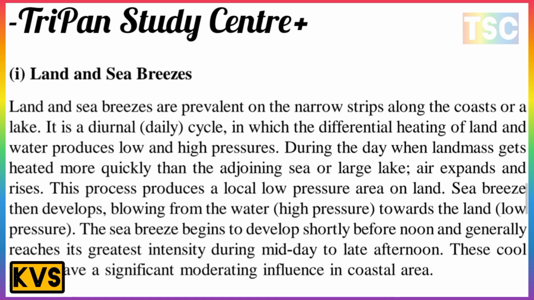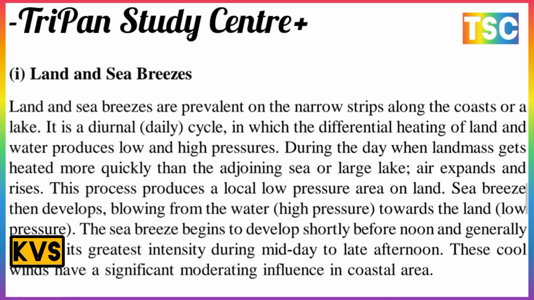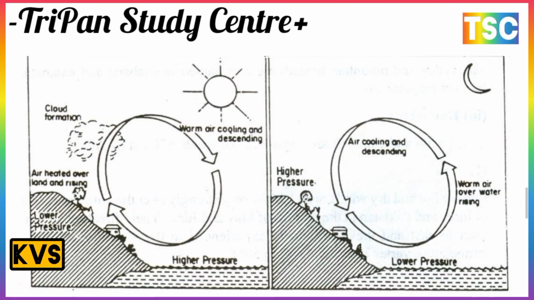This process produces a local low pressure area on land, and the sea breeze then blows from the water, which is high pressure, toward the land, which is low pressure. The sea breeze begins to develop shortly after noon and generally reaches its greatest intensity from midday to late afternoon. These cool winds have a significant moderating influence in the coastal area. Here is the diagram of the sea breeze.